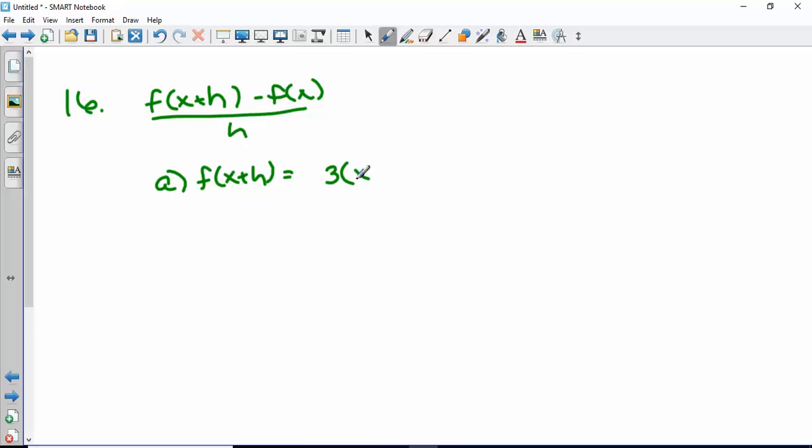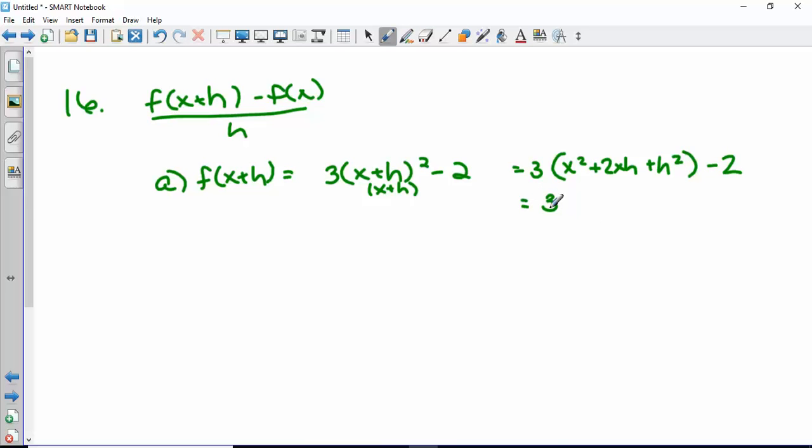So that means you go to your function, you replace your x with x plus h. Now, if you have that x plus h squared, what do you need to do? FOIL it. Means you have 2 of those. So you get 3 times x squared plus xh plus xh is 2xh plus h squared. So then if we distribute, we get 3x squared plus 6xh plus 3h squared minus 2.